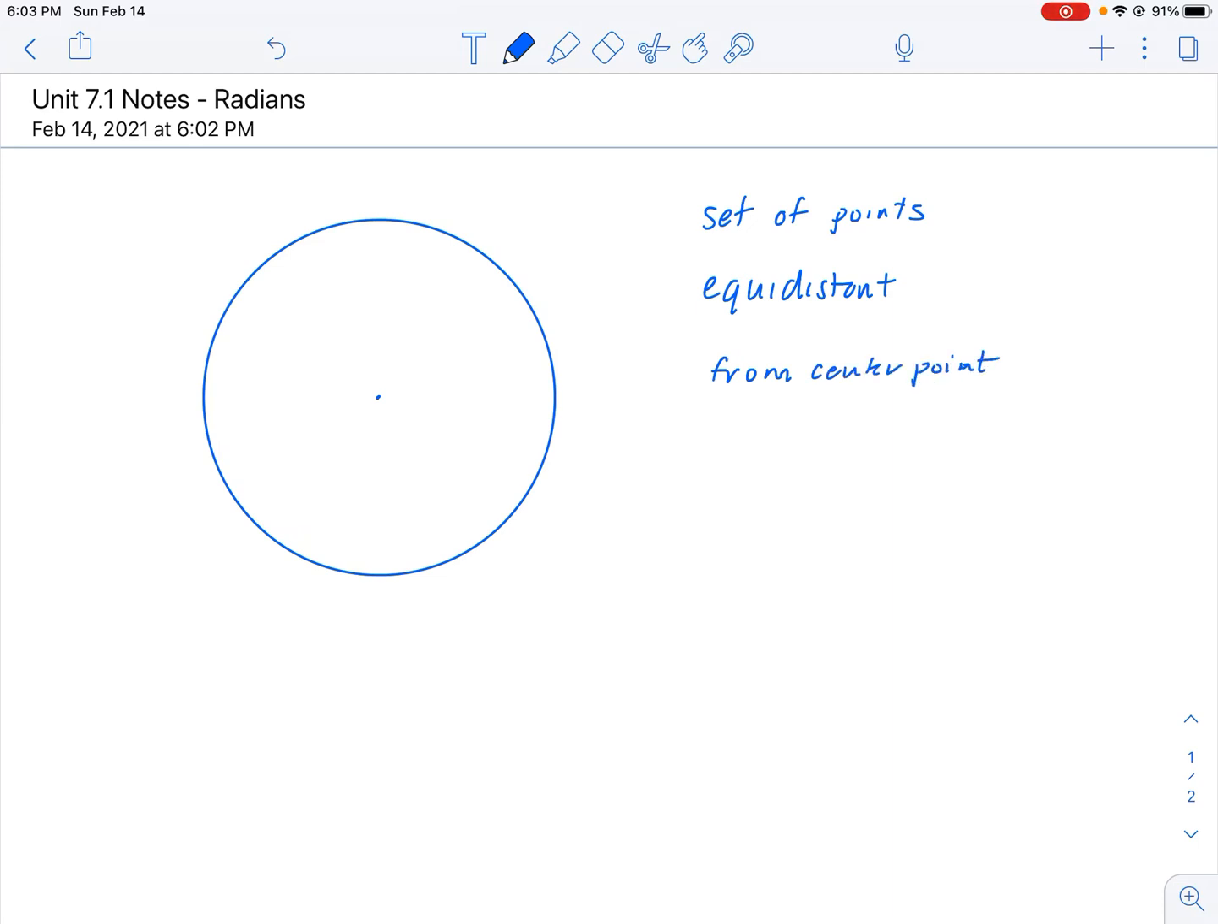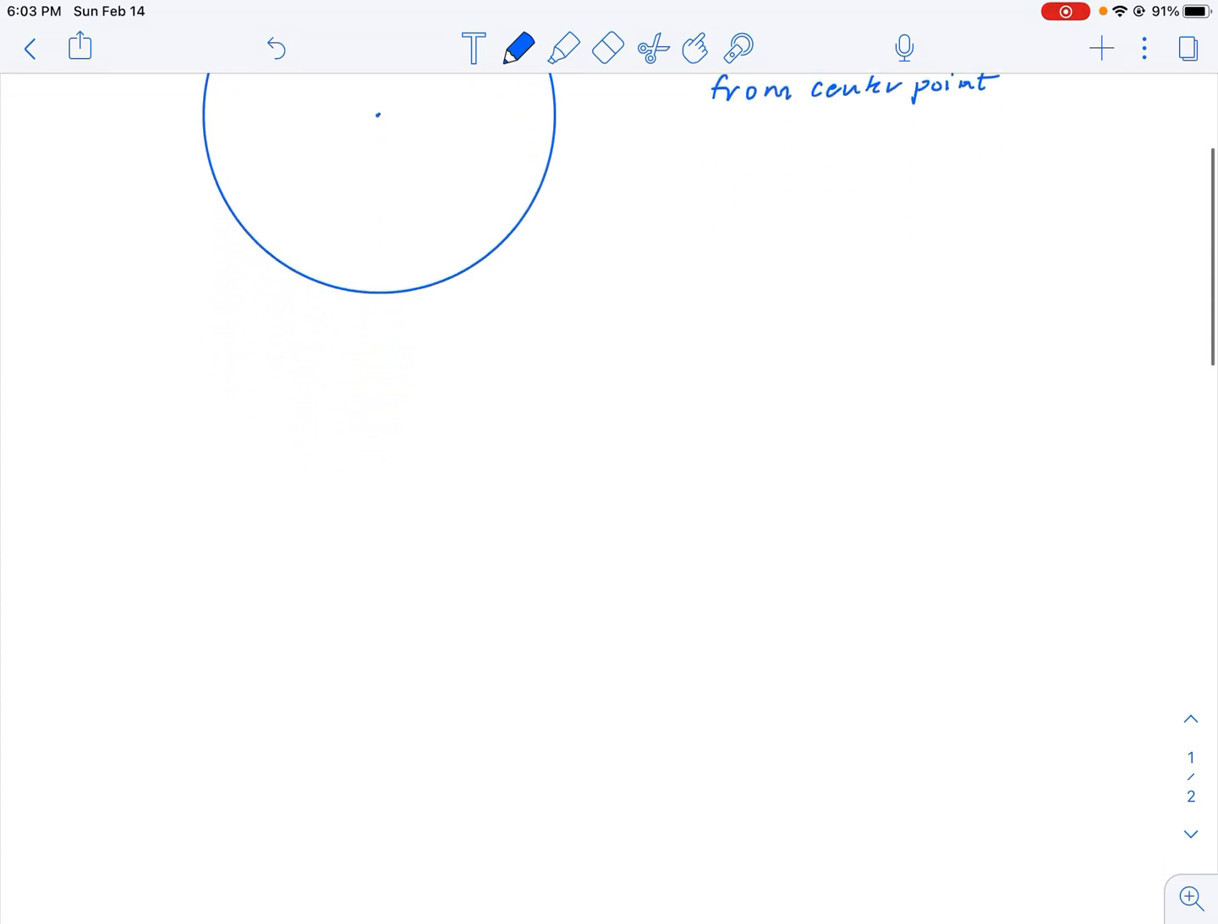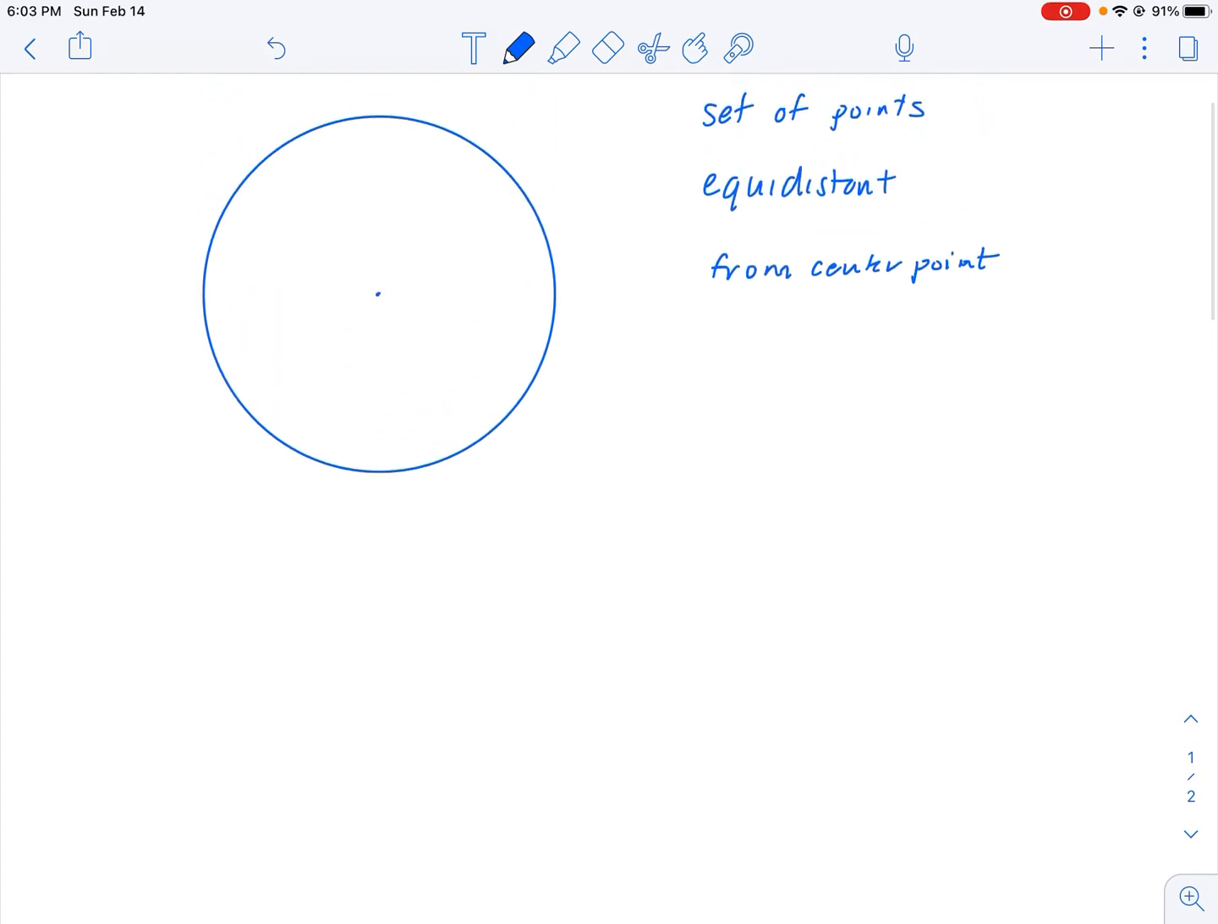So hopefully at some point in your math career, you've had the opportunity to actually draw a circle with a compass. Now, if we draw a line through the center point that hits the edges of the circle, that entire line is called the diameter.